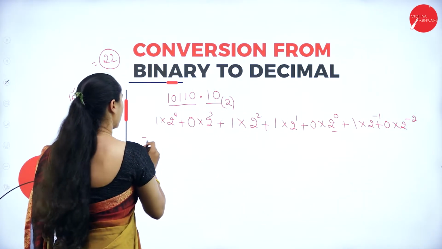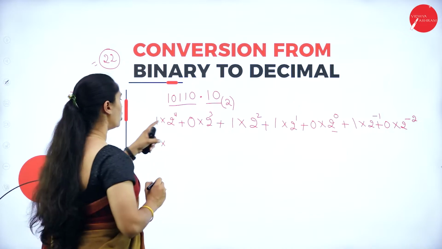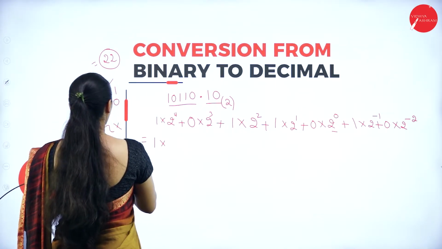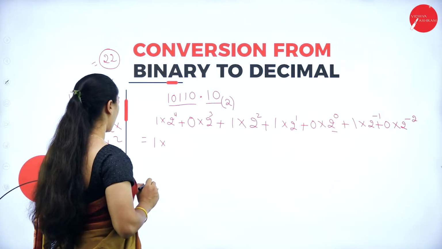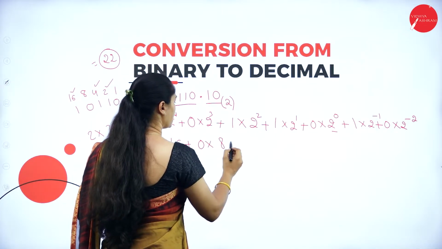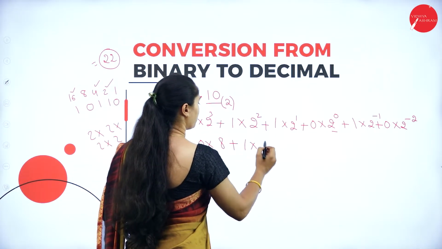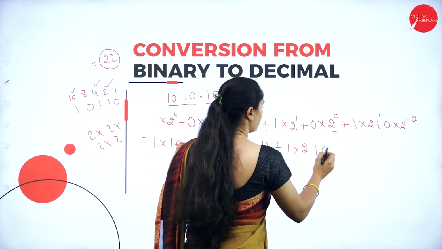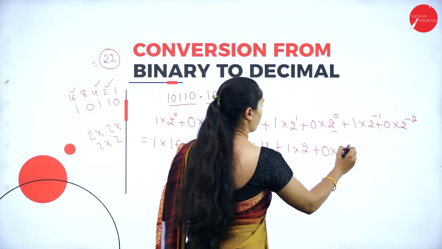Next, what is the second step now? 1 into 2 power 4. 2 2s are 2 into 2 into 2 into 2. 2 2s are 4, 4 2s are 8, 8 2s are 16, plus 0 into 2 power 3 is 8, plus 1 into 2 power 2 is 4, plus 1 into 2 power 1 is 2, plus 0 into 2 power 0 is 1, plus.